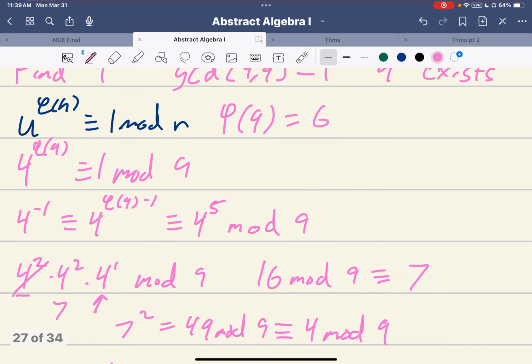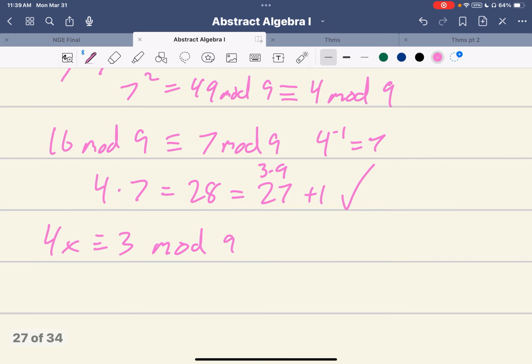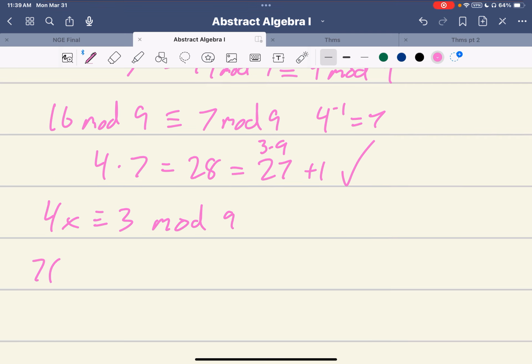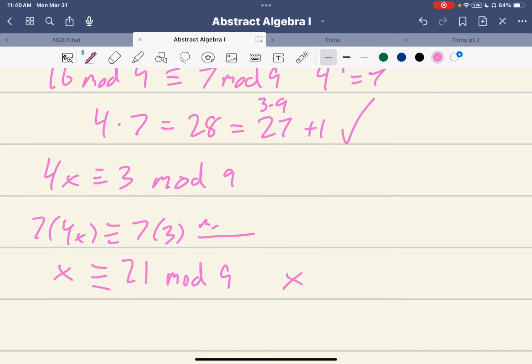Okay, final step as we go back to that top equation: 4x is equivalent to 3 mod 9. We're going to multiply by the 7 on both sides. This is mod 9, I don't want to write it. Those are going to cancel out, and you'll get x equivalent to 21 mod 9. And then let's find out what that is. There's my 3. That's what I was mistaking. x is equivalent to 3 mod 9. Yay! We have done it.